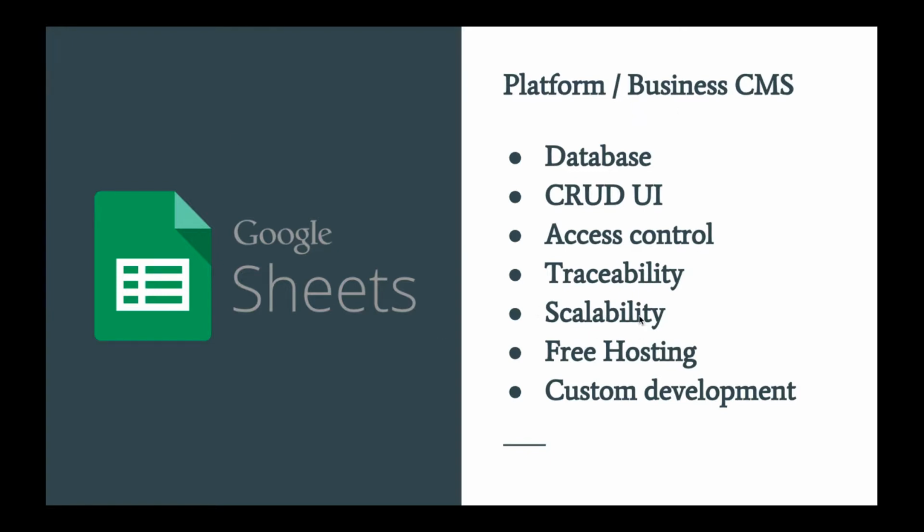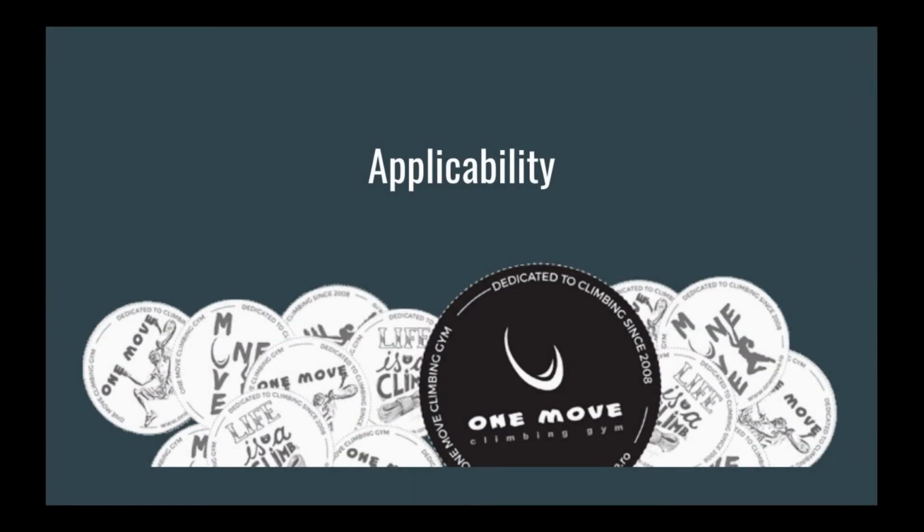It has scalability in terms of scaling by adding a new Google Sheet. I don't know what the limitations are or how performance is impacted, like how the number of rows and such impacts the functionalities here, but there are very complex ways you can link together multiple spreadsheets. You have the free hosting, of course, and everything we see here is free, and the custom developments. These are just a few of the functionalities. So let's see what's the applicability of this?